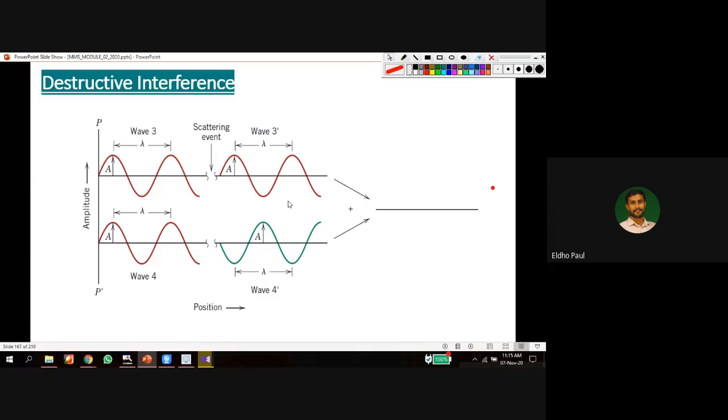Sorry, destructive interference. After scattering, what happened? The amplitude is same for wave 3. Amplitude is same, frequency is same, phase is also same. But for wave 4, after scattering, we can see its phase is changed. Initially, we can see this peak region here, but here the peak region is reversed. Here the peak region is below the center line, but here the peak region is above the center line. So the entire phase is changed after scattering.